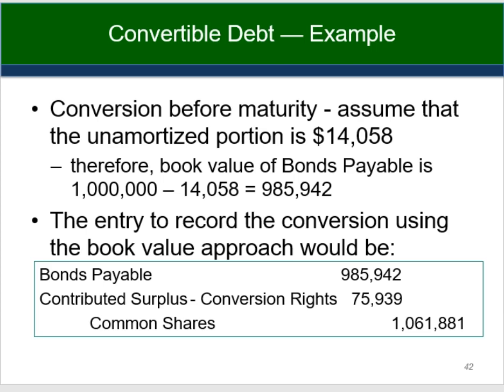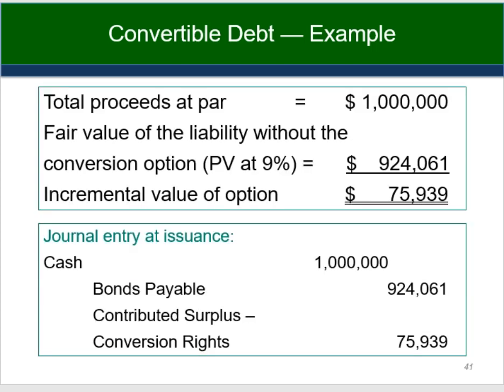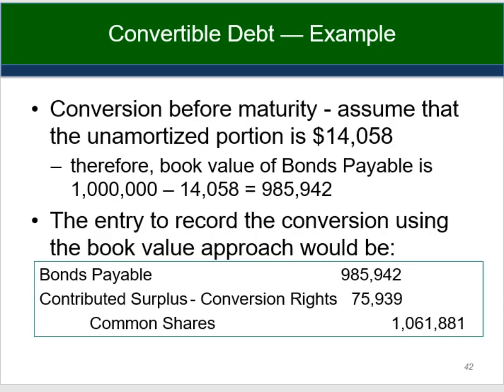That goes away. So we have to reduce our bonds payable for $985,000, debit it to make it go away. Then we have contributed surplus conversion rights, which is $75,939, which should just be the number that we set up here. So we've got contributed surplus conversion rights, basically the option to convert. That goes away as well because they've actually exercised the conversion rights. And now we have common shares, 1,061,881, which is just the book value approach. The book value of the bonds and the book value of the conversion rights goes away, and we replace those with common shares or share capital.